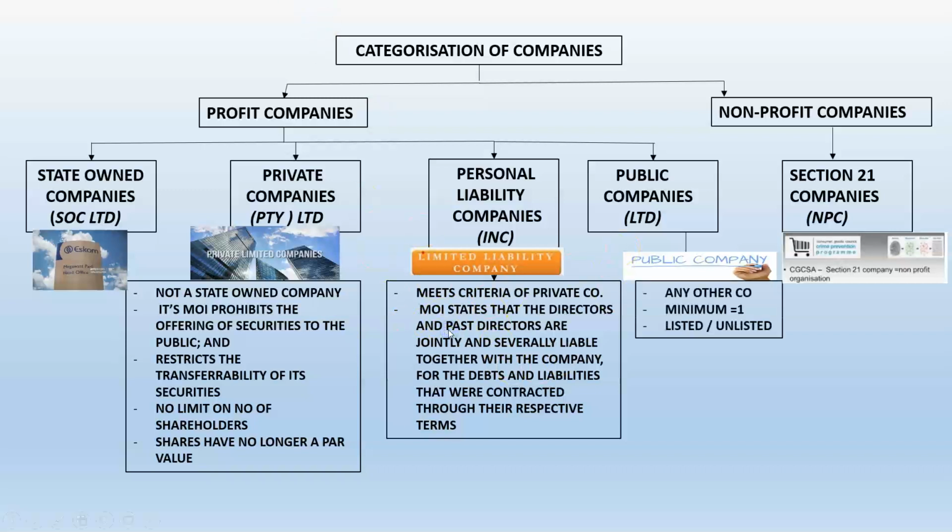Now, what is a private company? That is any other company. You need at least one shareholder, and that can be either a listed company or an unlisted company. Now, what does that mean in plain simple English?